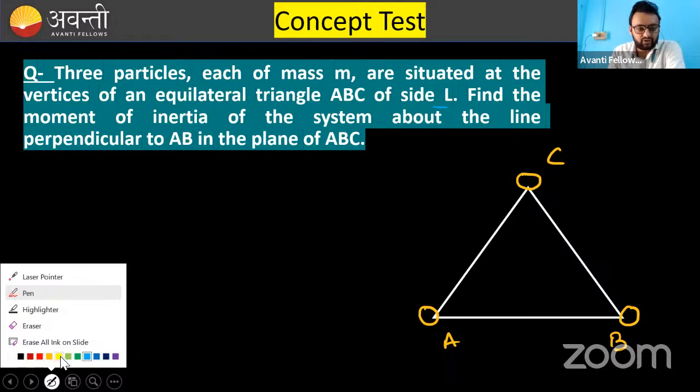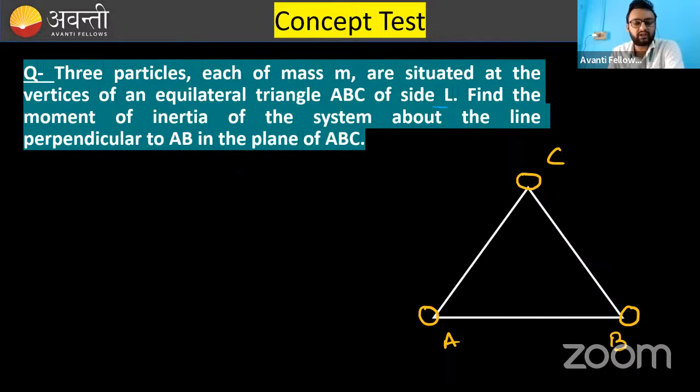Why have I written so much language in the question? Because after reading the question, the first thing that you need to identify is the axis. So first of all, just focus on the axis they are talking about. They are talking about the line perpendicular to AB in the plane of ABC.